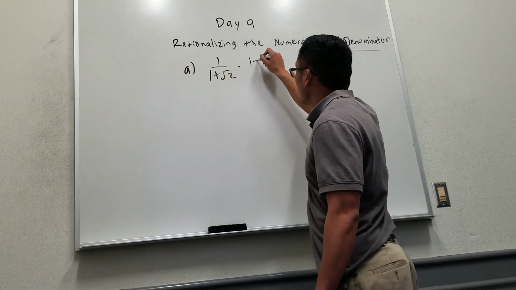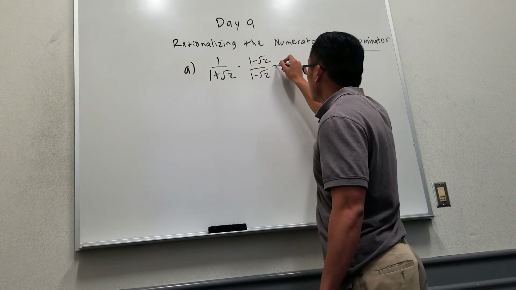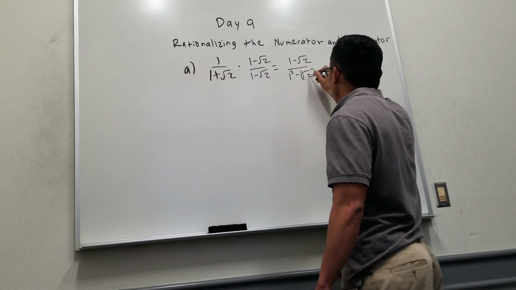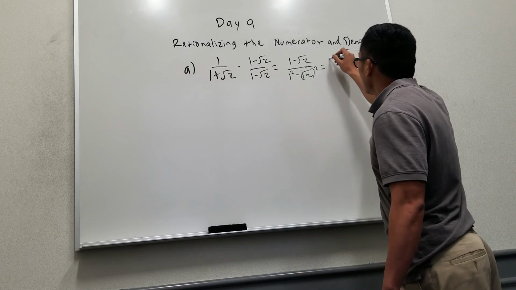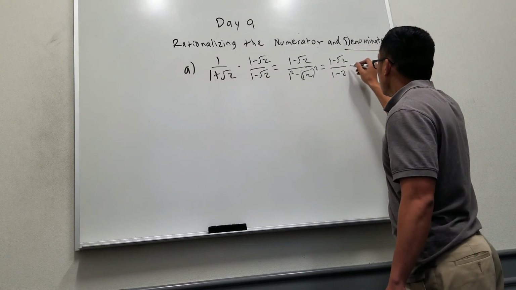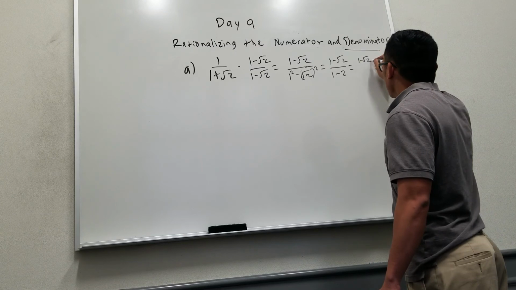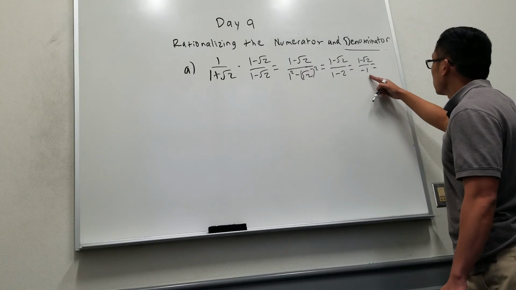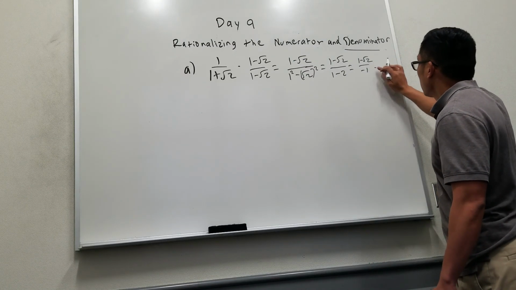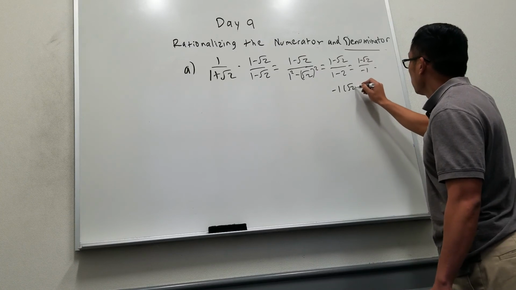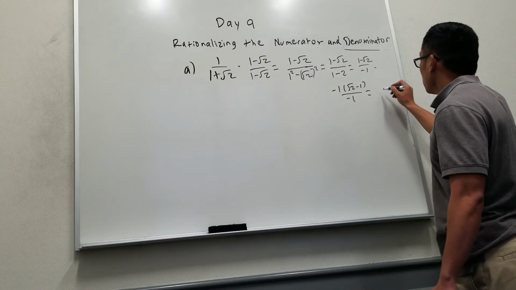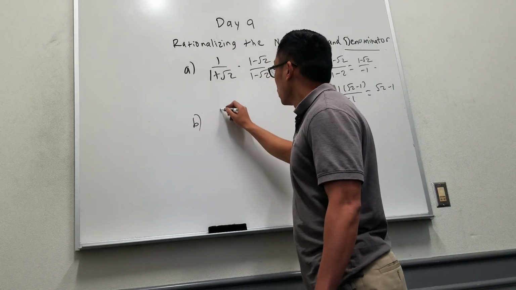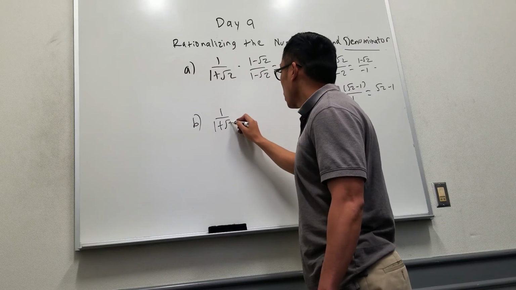I'm just going to multiply by the conjugate, 1 minus radical 2, and I'm going to get 1 minus radical 2 on the top. The bottom is 1 squared minus radical 2 squared, which is 1 minus 2, that's negative 1. So I can factor out the negative: you have negative 1 times radical 2 minus 1 on the top, and negative 1 on the bottom, which is equal to radical 2 minus 1. That's it. Hopefully that makes sense. Try it out.